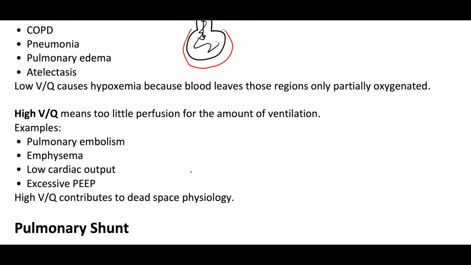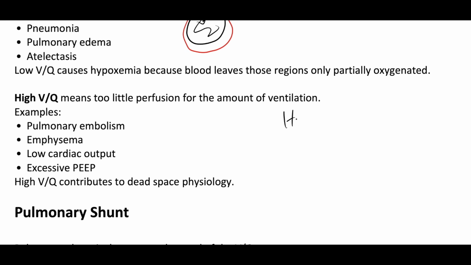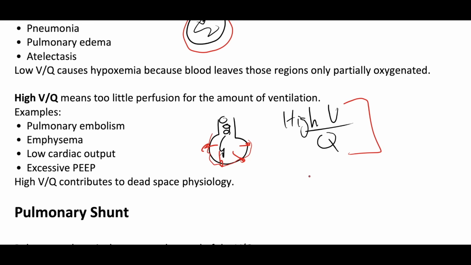Whereas high VQ means there's too little perfusion for the amount of ventilation. So this would be that this alveoli is getting plenty of blood, plenty of oxygen, no issue there, but there's actually not enough blood being perfused to it. This is going to be things like pulmonary embolism, obstructing blood flow, low cardiac output, excessive PEEP, because excessive PEEP will collapse the alveolar capillaries. So these are both VQ mismatch, but one is high VQ, too much ventilation for the amount of perfusion, and one is low VQ, too little ventilation for the amount of perfusion.